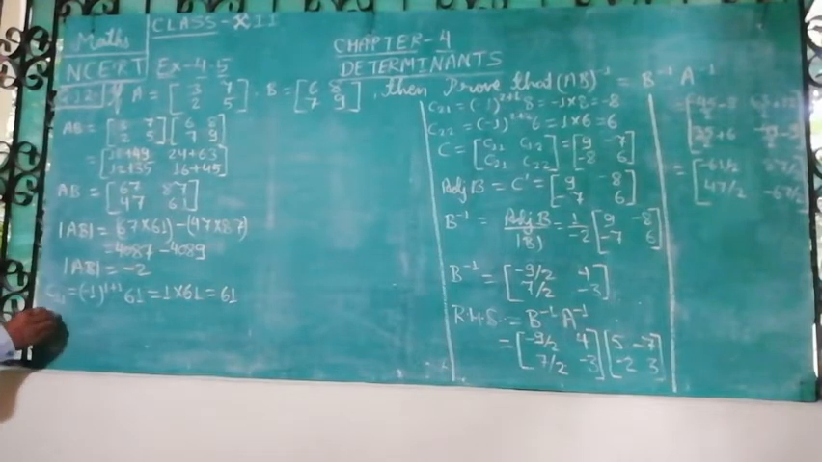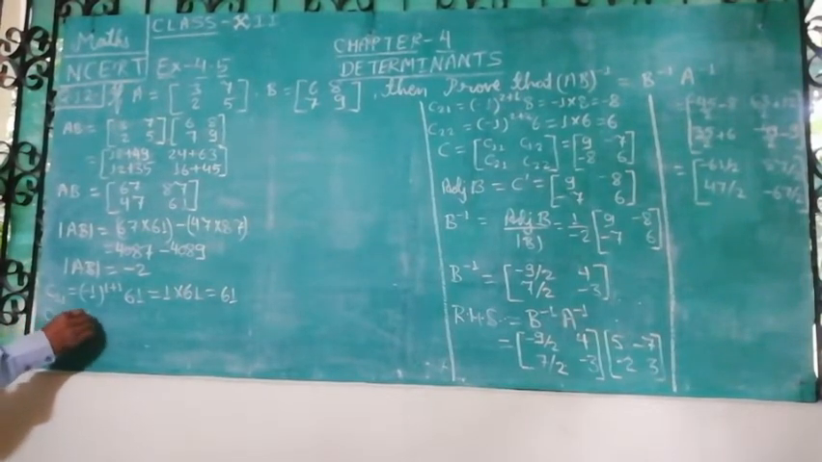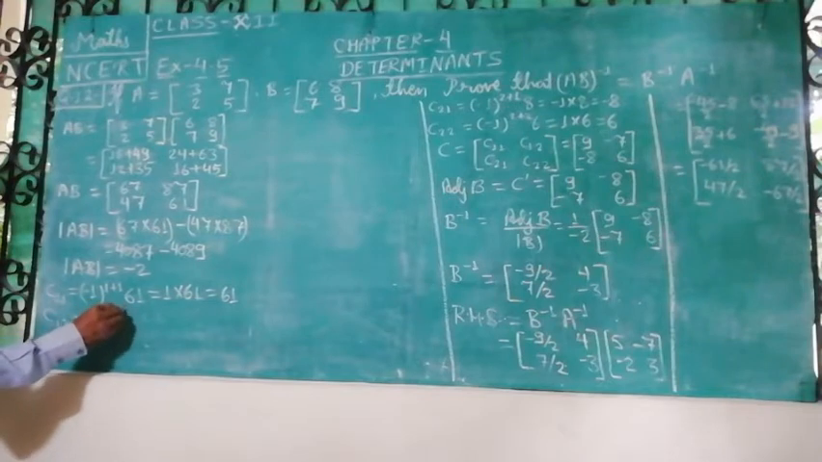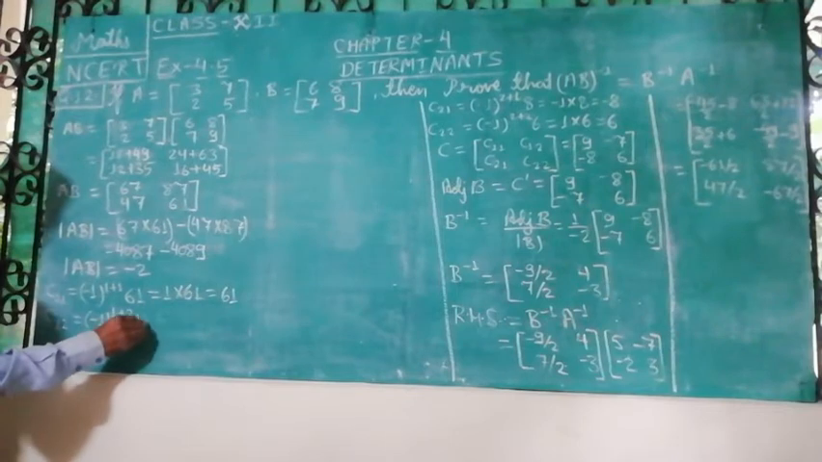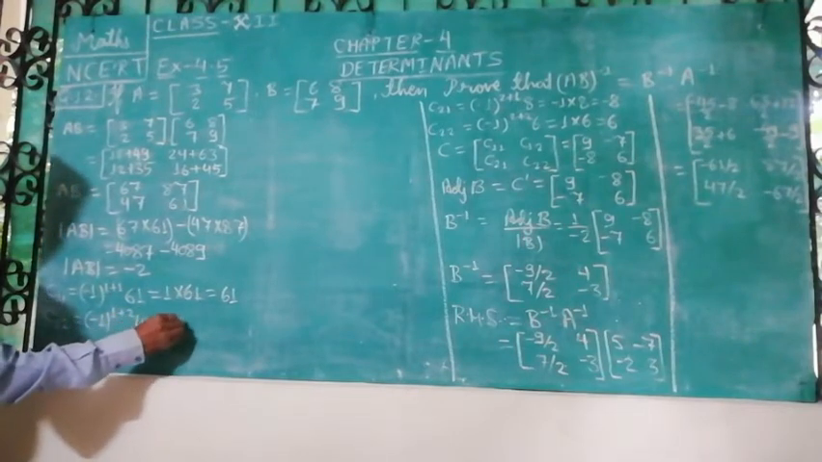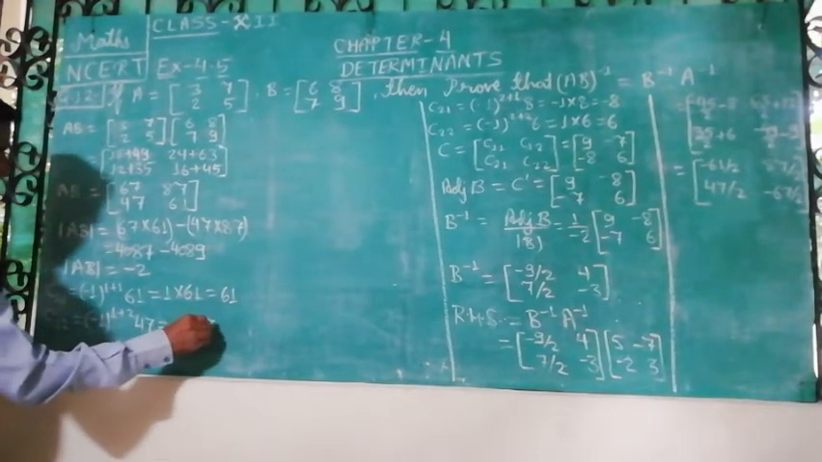Now C12. C12 is equal to what? Minus 1 raised to the power 1 plus 2. Now first row and second column will be eliminated. 47 will be the result. Minus 1 into 47. That is equal to minus 47.